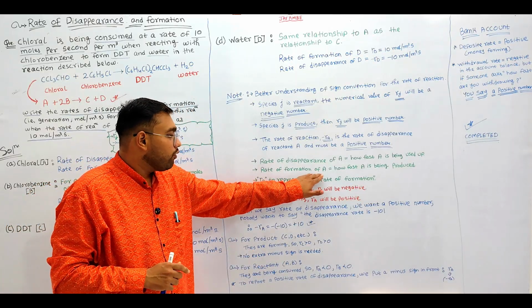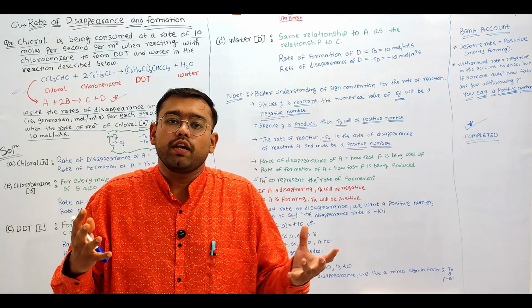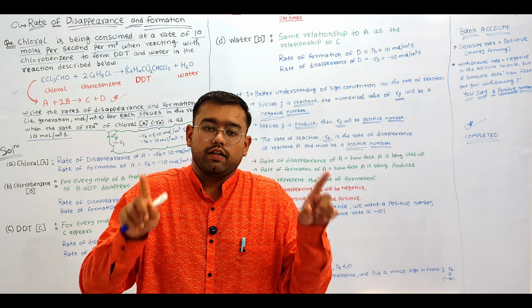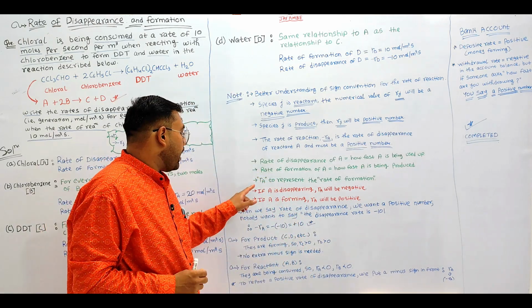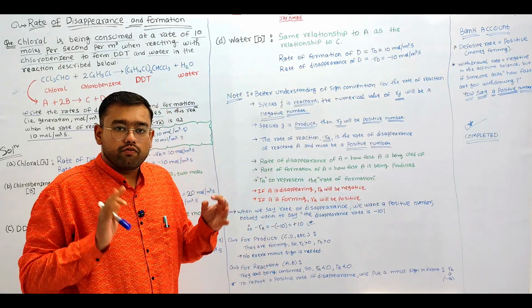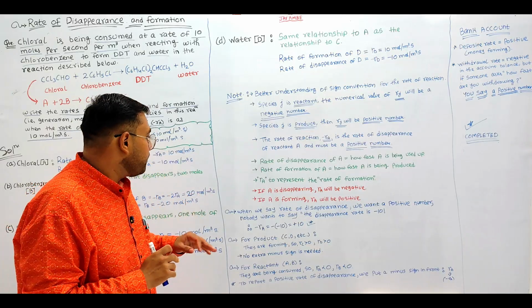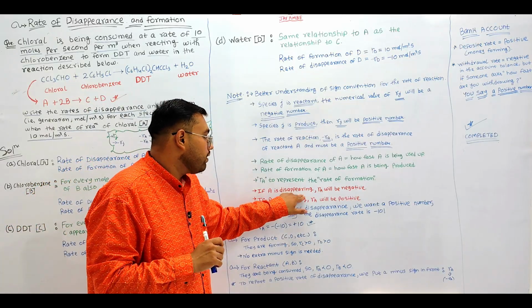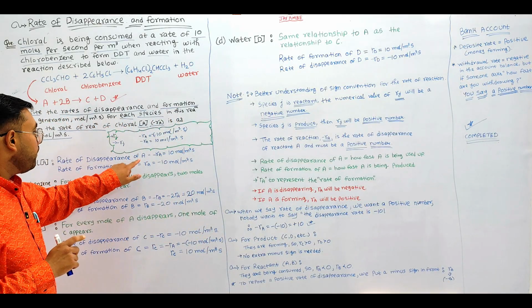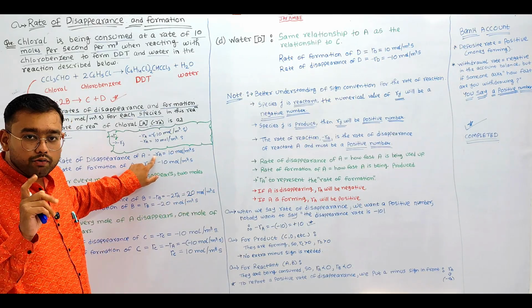The rate of formation of A, which means how fast any species J is being generated in the reaction environment. So Ra represents the rate of formation, and minus Ra will represent the rate of disappearance. If A disappears, Ra will be negative. See, if A disappears, then Ra will have a negative sign.